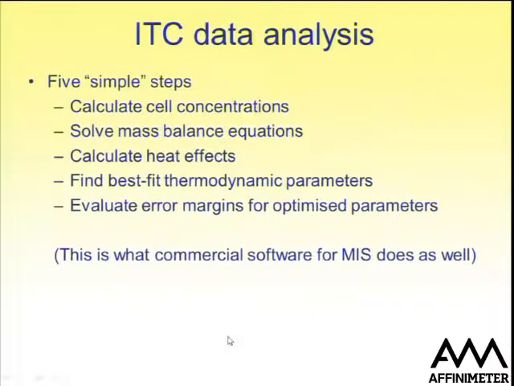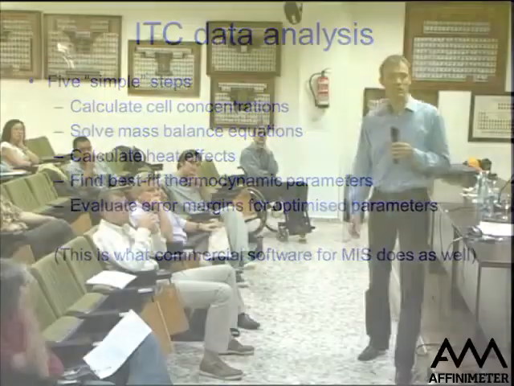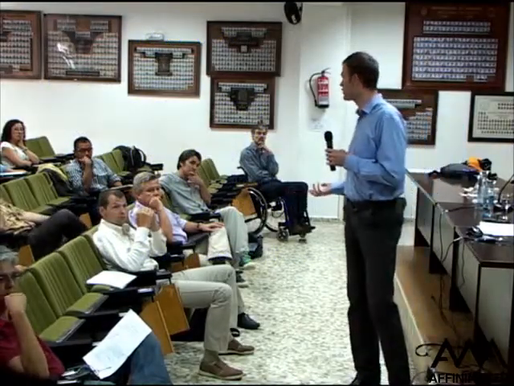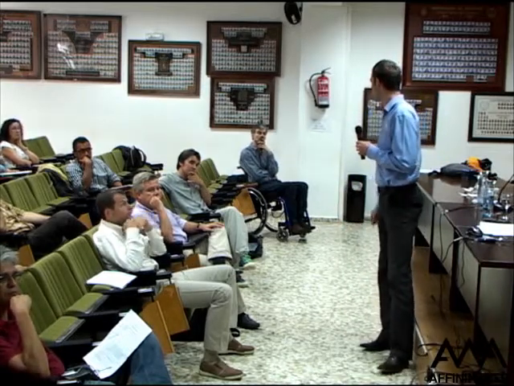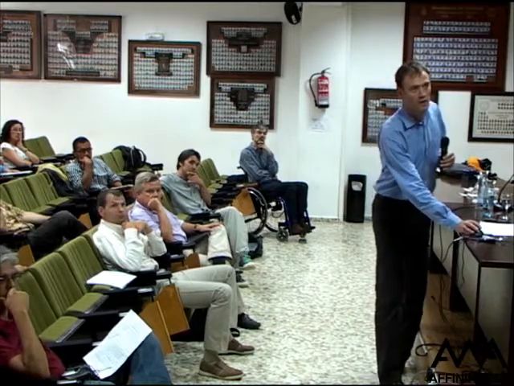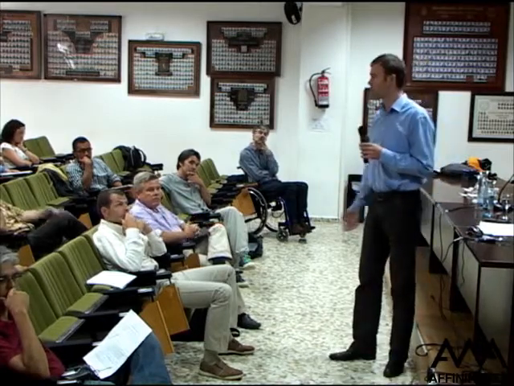So if you have ITC data analysis, there are 5 simple steps of how you analyze the data. The first thing that you need to do is calculate the concentrations of all of your components in the cell during your titration. Second thing is you have to solve your mass balance equations. You have some kind of binding model, so you have to find out what is my ligand doing, how much is there free, how much is there in this binding site, how much is aggregated, for example. You then have to calculate heat effects. You then have to find the best fit parameters that reproduce your experimental data best. And then after that, you really need to evaluate the error margins on your fitted parameters. Now, this is essentially what the commercial software that comes with your calorimeter does as well.